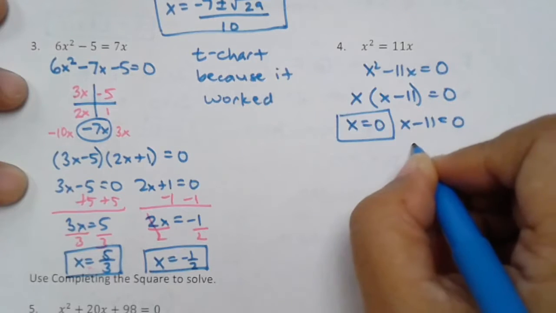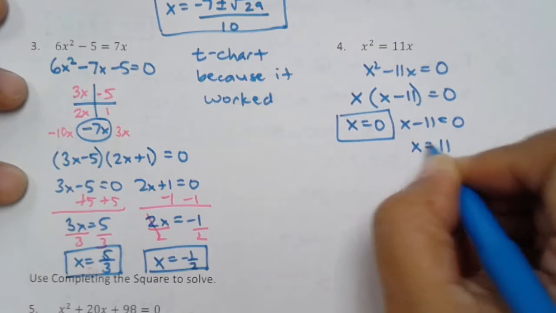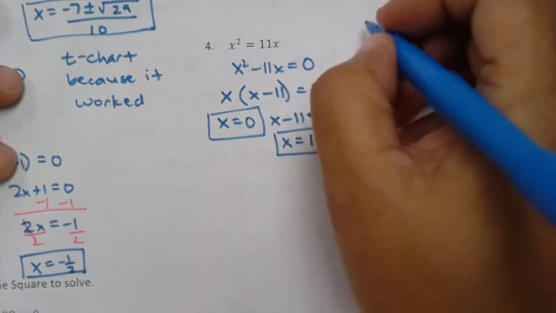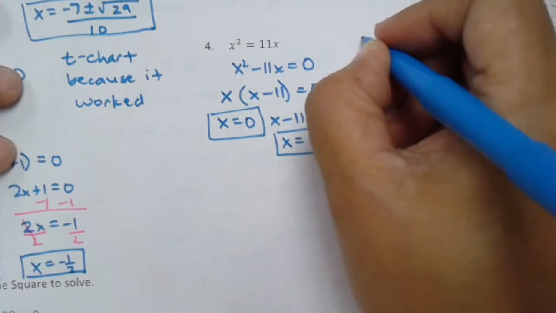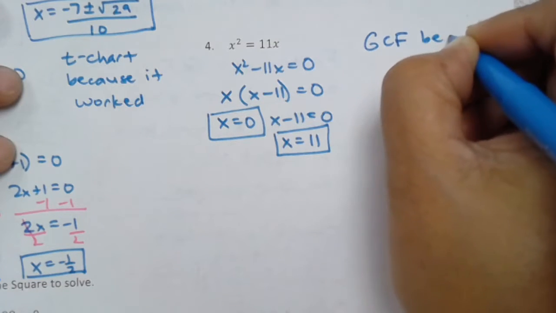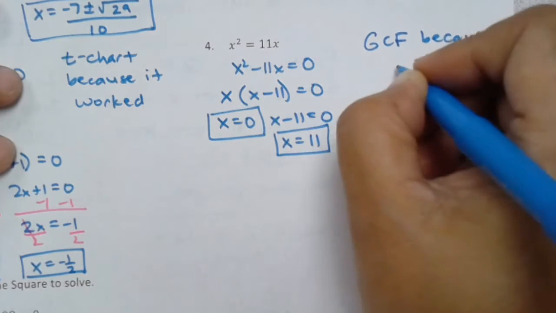This is already solved, and here we would just have to add the 11 over to the other side. So the method that we used was just to factor out the GCF. And that's because the C was missing.